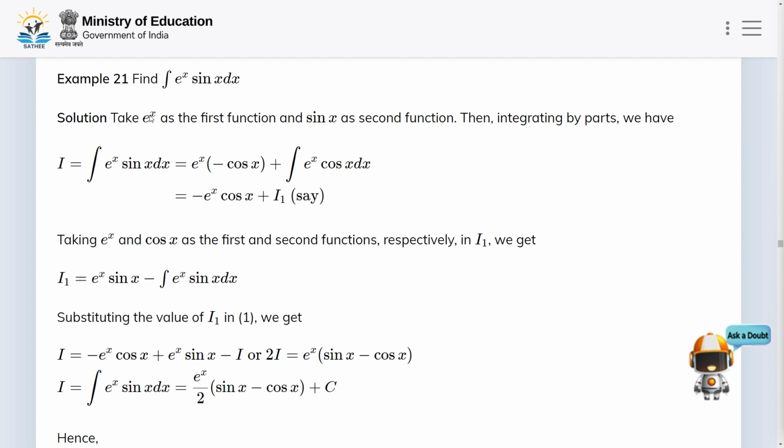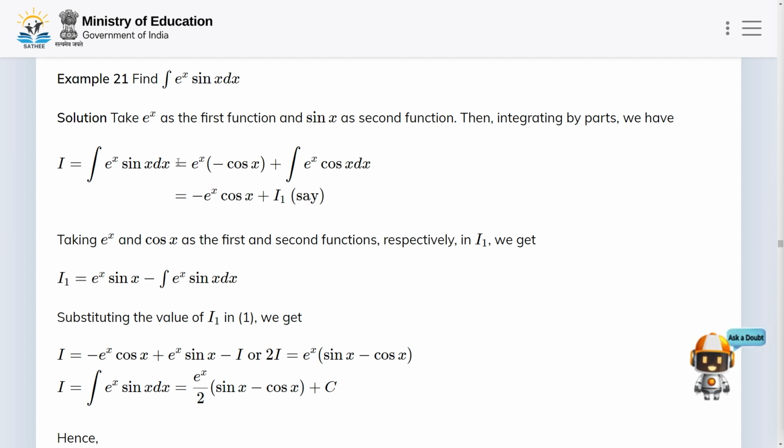Problem number, or example 21. Find integration of e^x sin x dx. Now, as you can see, according to the ILATE rule, the exponential function will be the last to choose, or the second function. So here the first choice will be sin x. Clear? Now as you can see what is happening.